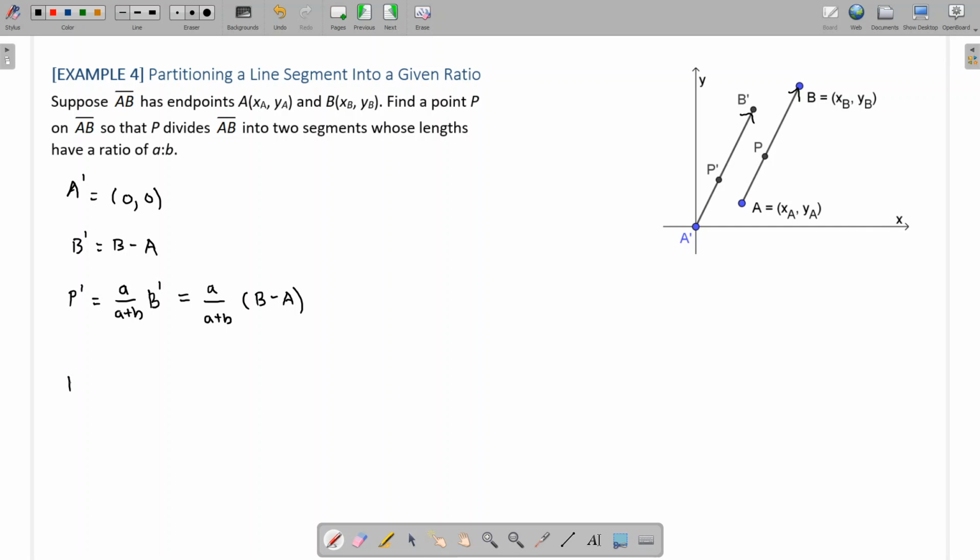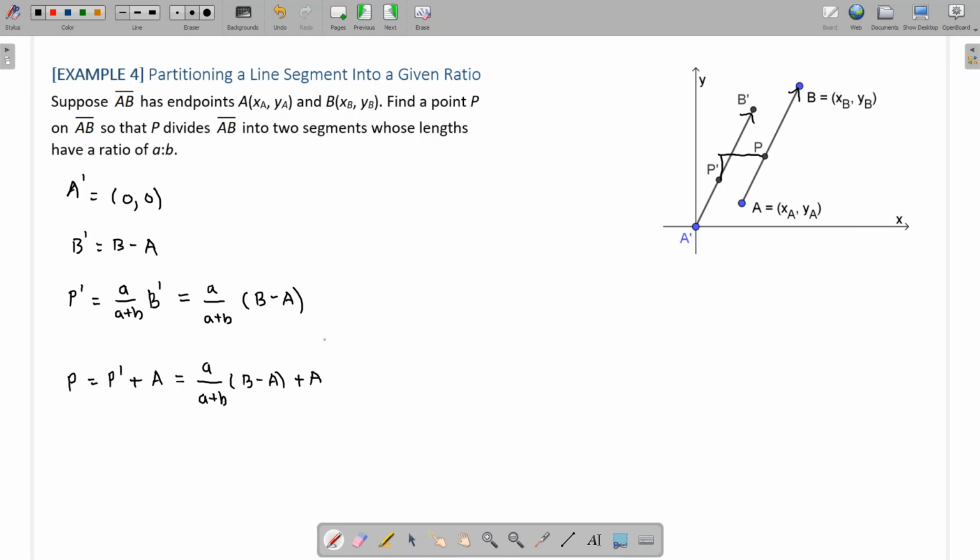To get the final coordinates for p, we just have to move this point back up and over with the same translation. In other words, we just need to add a back to it. So p equals all of this, or let's actually write it more simply. It's p prime plus a in general. Just take that point, add a back to it. Or since this is p prime, we could write it as a over a plus b times b minus a plus the a. This is p prime, and we're adding a to it.